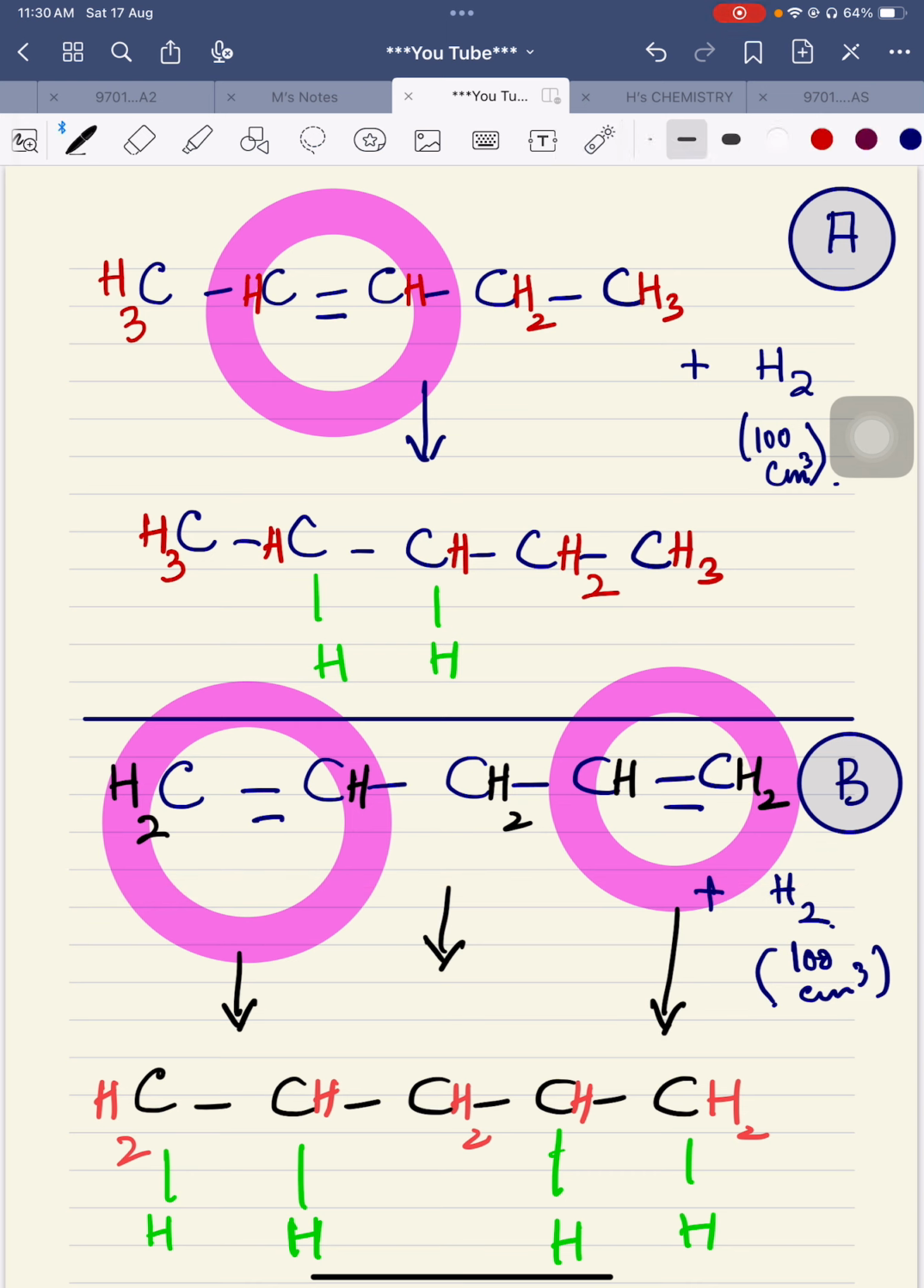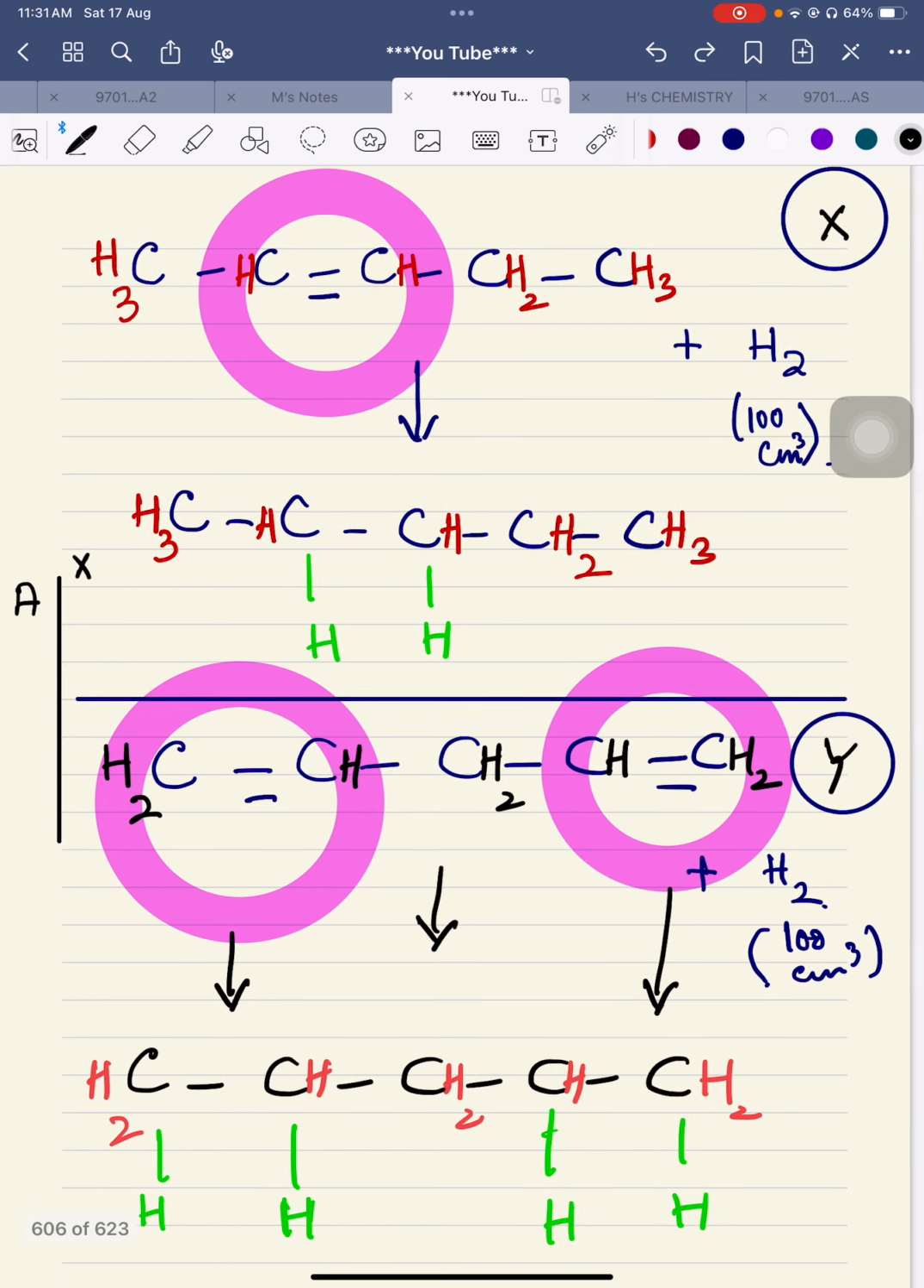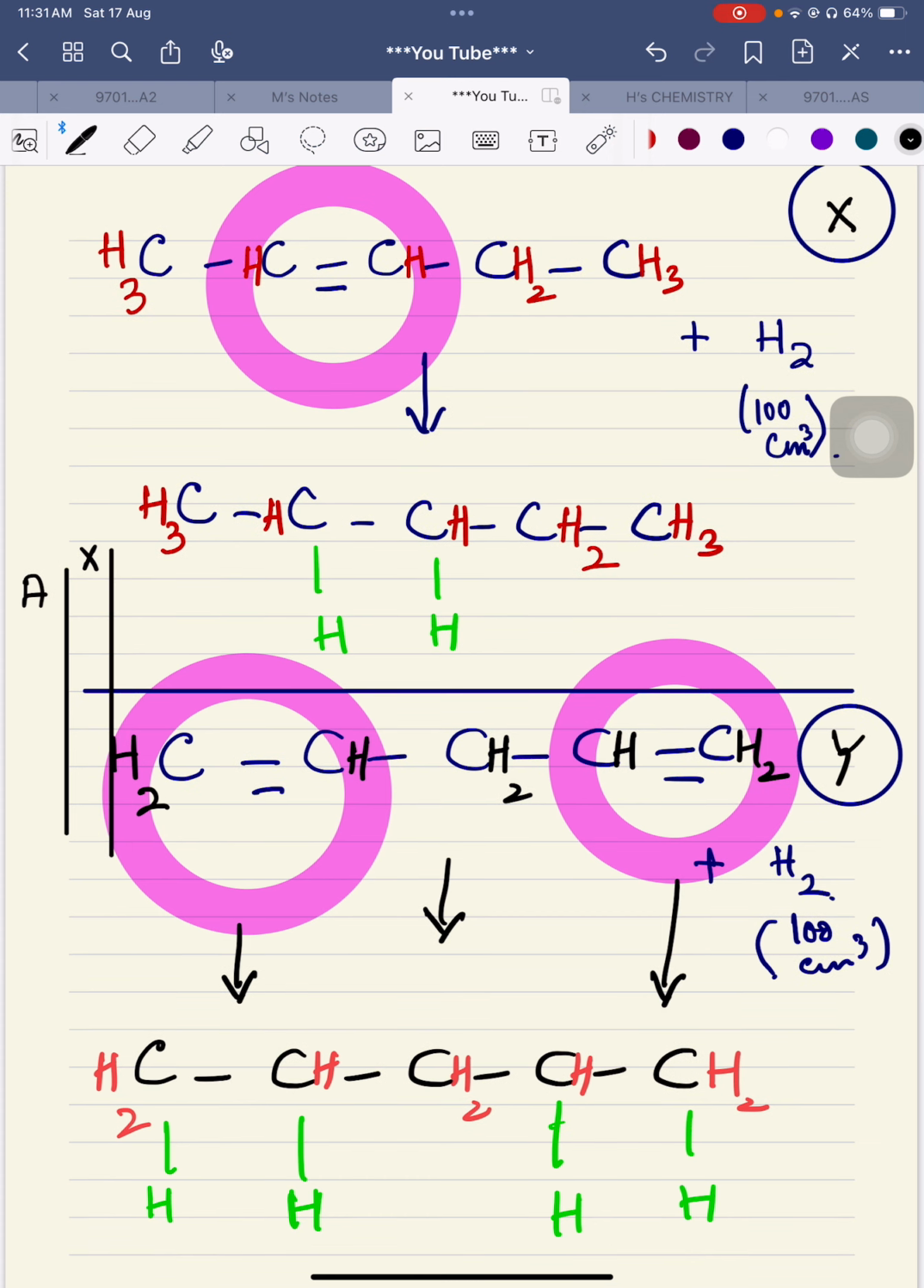So for example, I am writing the options here. Instead of calling them A and B, I would like to call the compounds X and Y. This is A, this is B, this is C, this is D.